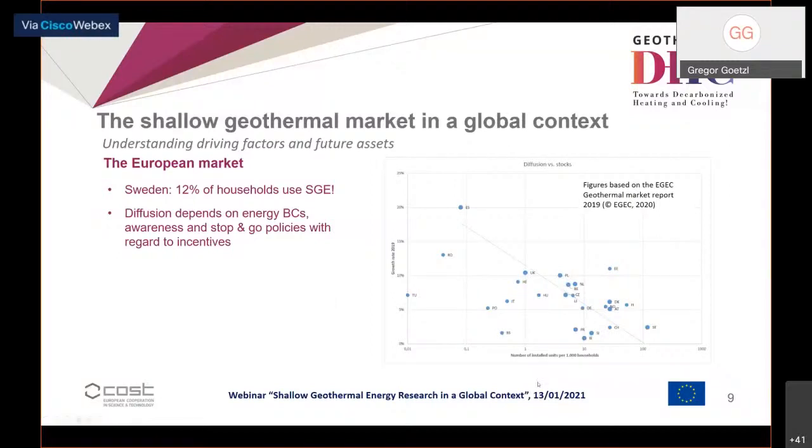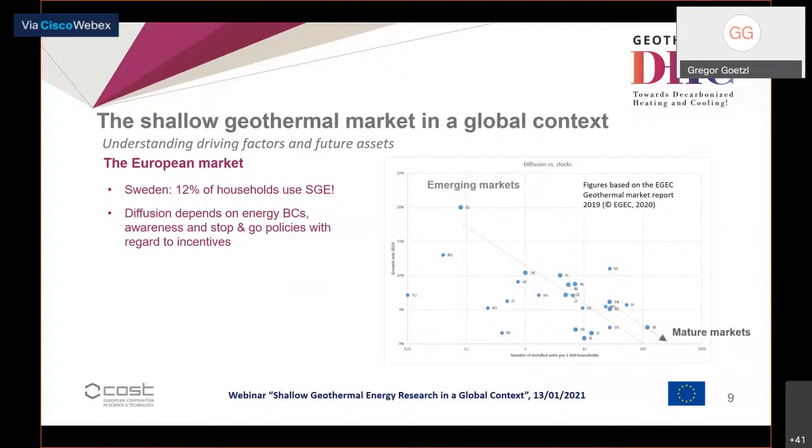On the x-axis, you see the diffusion, that means number of installed units per 1,000 households. On the logarithmic scale, on the y-axis, you see the growth rate from the market numbers, comparison between 2018 and 2019. And you see that there is a clear diffusion curve visible, and the dotted line indicates the average of all countries listed in the EGEC market report.